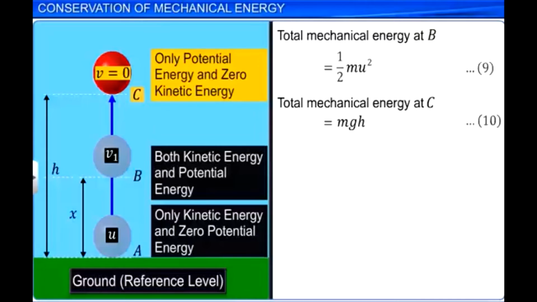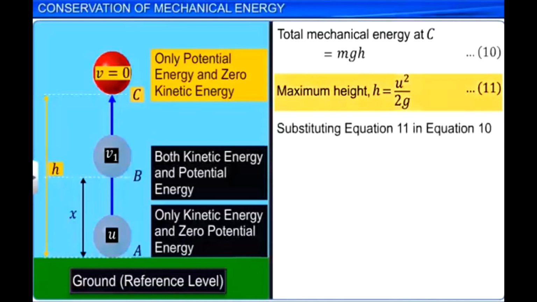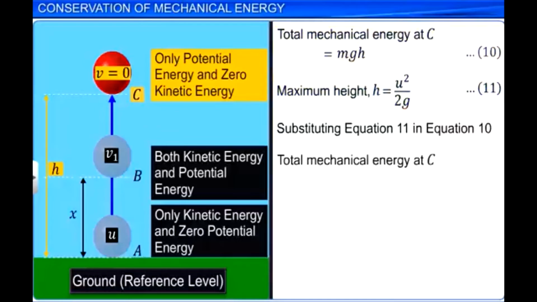We learnt earlier that the maximum height h reached is denoted by the expression u square by 2g. Let this be equation 11. Substituting equation 11 in equation 10, we get the total mechanical energy at C is equal to mg into u square by 2g. And on simplifying, we get the total mechanical energy at C is equal to half mu square. Let this be equation 12.